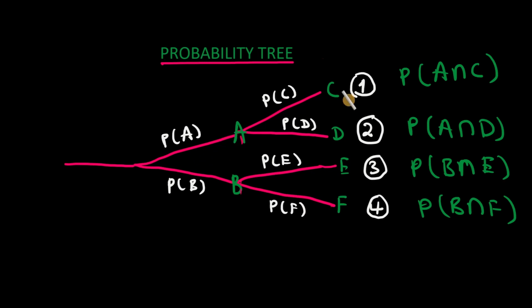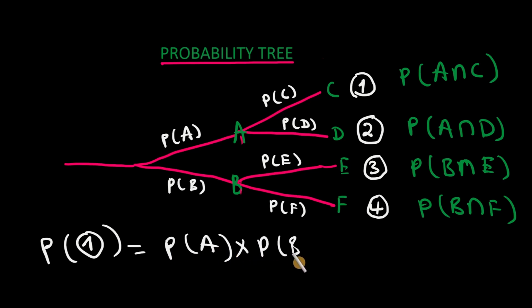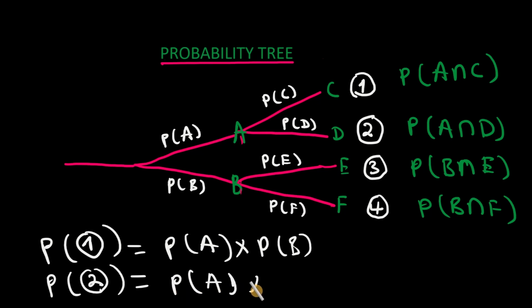And probabilities along a branch are multiplied. That means the probability of branch 1 is equal to the probability of A intersection C, which is the same as the probability of A times the probability of C. Along the second branch, the probability of branch 2 is equal to the probability of A intersection D. Since there is independence along a branch, we have the probability of A times the probability of D, and so on. Here is the probability of B times the probability of E. Along this branch, we have the probability of B times the probability of F.